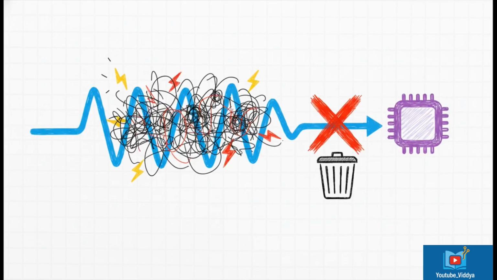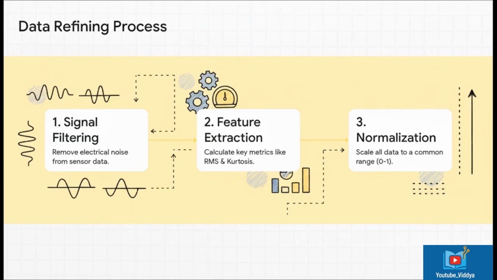But here's the thing, and this is super important. The data you get straight from these sensors, it's messy. It's full of electrical noise, background chatter, all kinds of junk. And if you try to feed that raw signal straight into a model, well, you know the saying, garbage in, garbage out. It absolutely has to be cleaned up first. And this is how we do that refining.